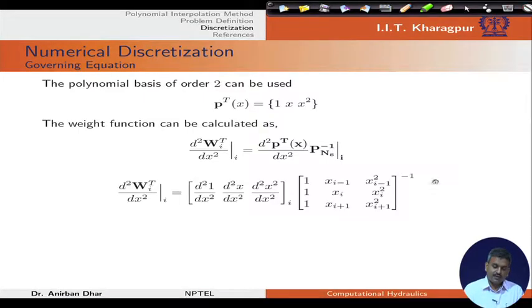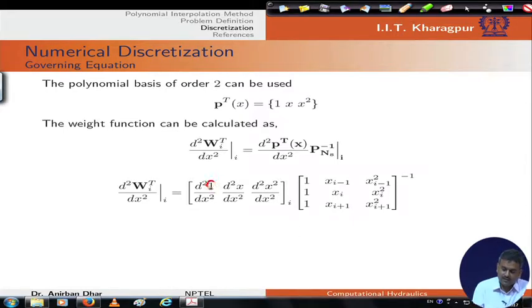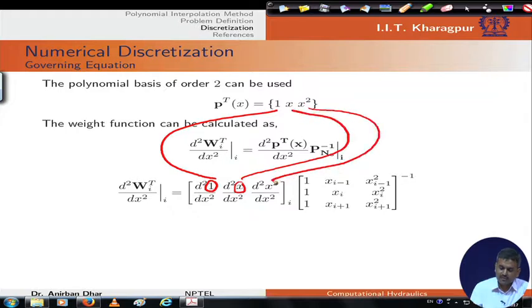So with this we can write that this is 1 which is coming from here, x which is again from the support domain, x square from here. Now we have to differentiate it twice to calculate this one, and we are writing this inverse thing. This is P0, P1 and P2.